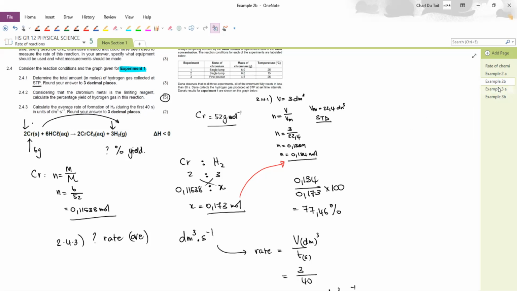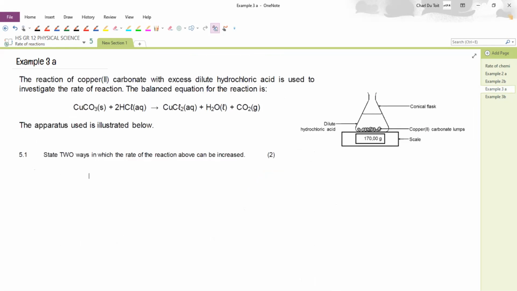Okay, another example. Now we have a flask there, conical flask. The reaction of copper carbonate with excess dilute hydrochloric acid, so that's an excess, is used in the equation. Now this time they're using a scale. So when they put the acid and the copper carbonate in there, the weight on the scale is 170 grams. So the mass of everything in the experiment is 170 grams.